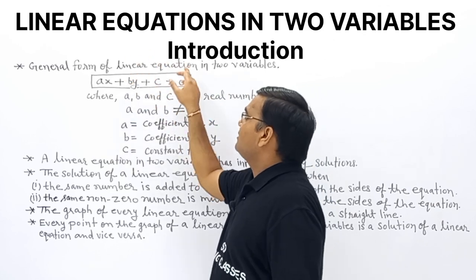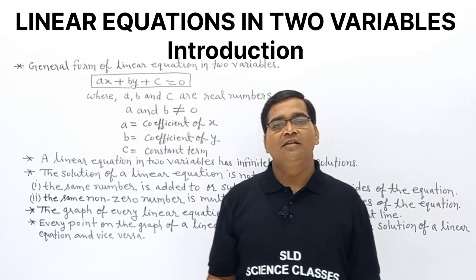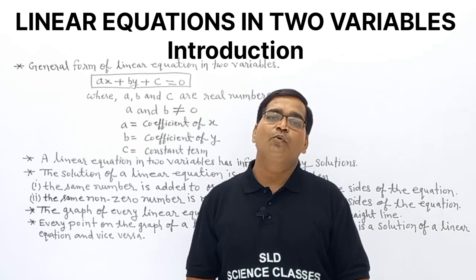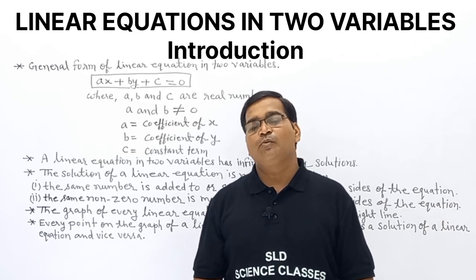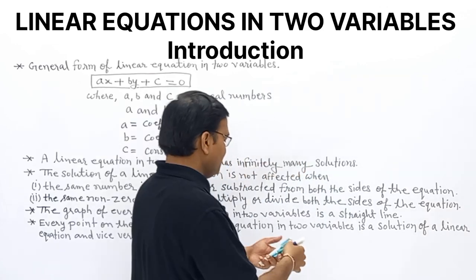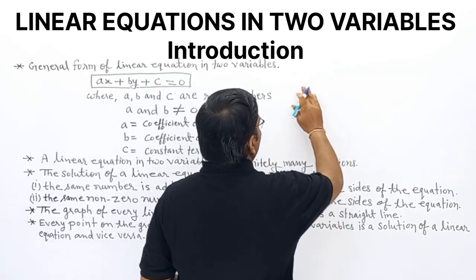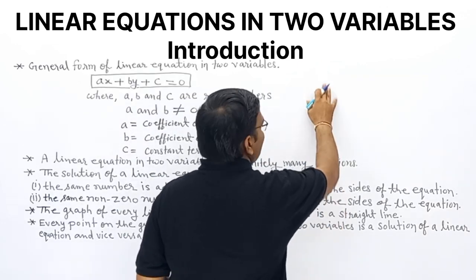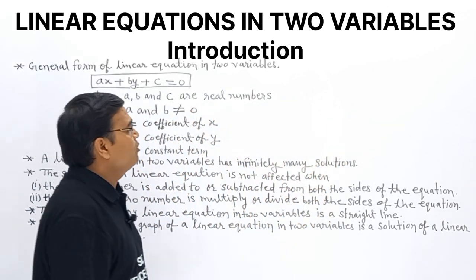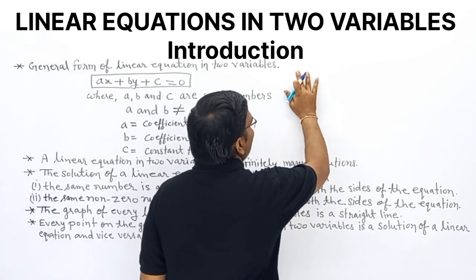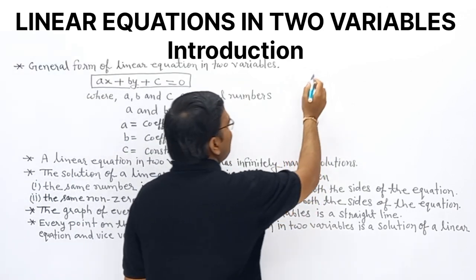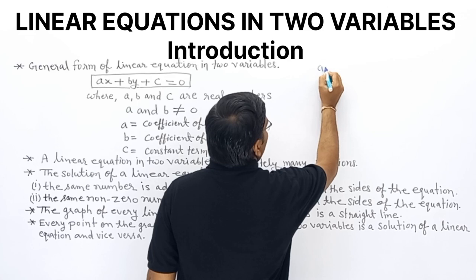We studied linear equations already. In a linear polynomial, the maximum power of the variable is what? 1. The maximum power of the variable is 1, and that is the degree. Observe, I am writing a linear equation. A linear equation comes from a linear polynomial. So once a polynomial is equal to 0, then we can say that it will be an equation.